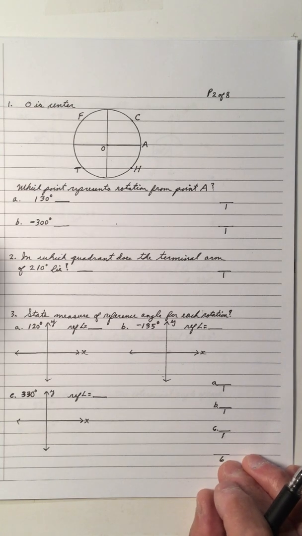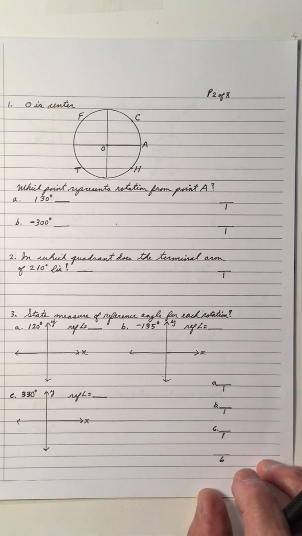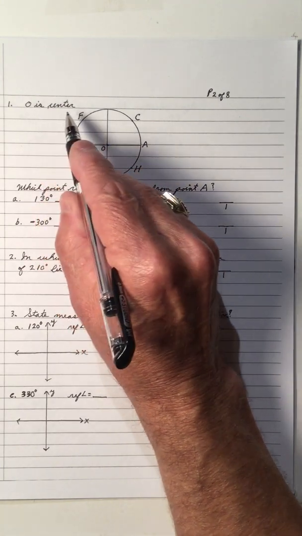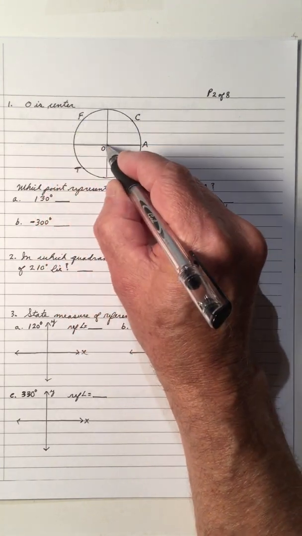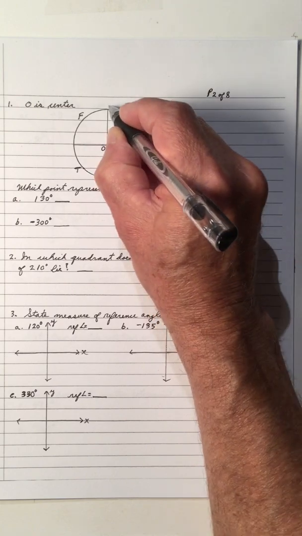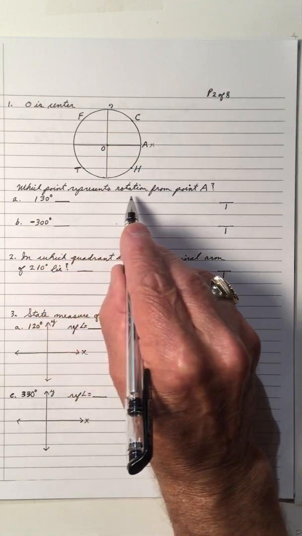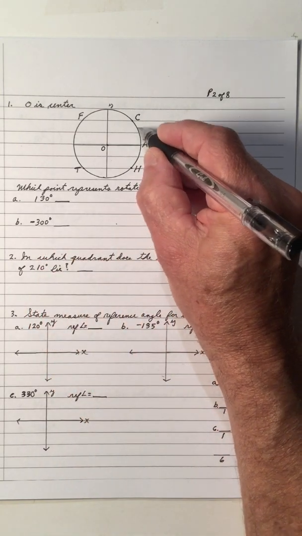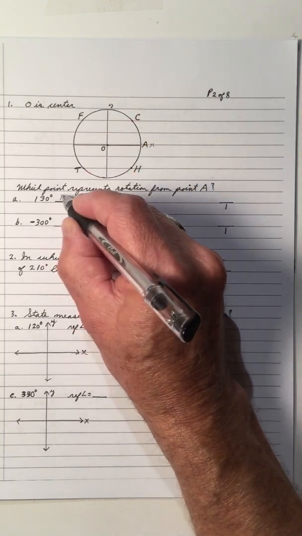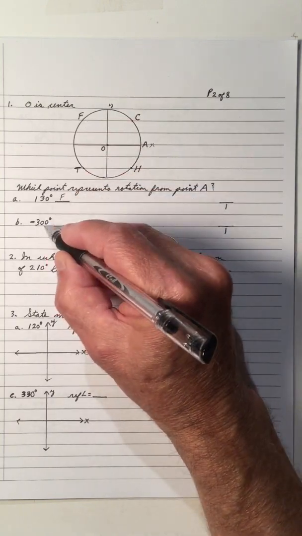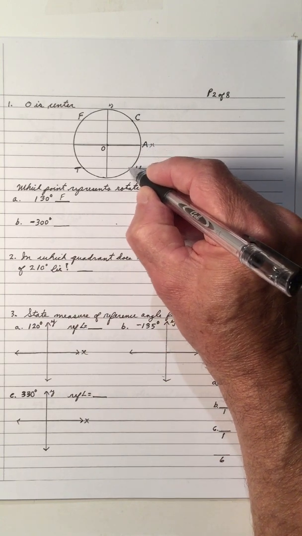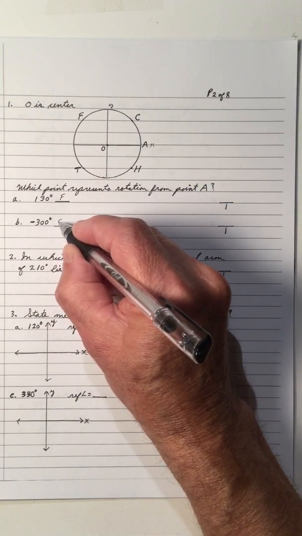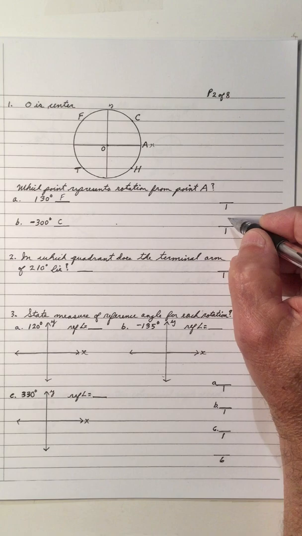Again, if you wish, pause your video and work out the answers to this page and see what you're going to score. The center 0 is the center of the circle. This is the x-axis and this is the y-axis. Which point represents the rotation from point A? 130 degrees. This is 90, so F. Negative 300 goes clockwise, so negative 300 is 90, 180, 270, so it would be approximately C. Give yourself a mark each.